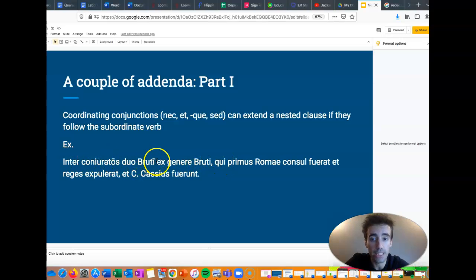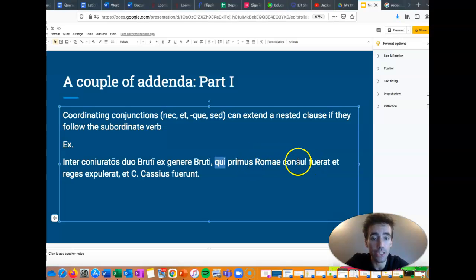So among the conspirators, two Brutuses from the family of Brutus, who, subordinate clause, had been the first consul of Rome. And so that ends, after following the verb that I would have expected to end this subordinate clause, because there's an et after that verb, I know that actually the subordinate clause keeps going. So I'm going to find out more about the family of the Brutus who had been the first consul of Rome and who had expelled the kings of Rome, implied. So I know that the qui is working with both fuerat and expulerat because the et follows the next verb. And then that this part of the sentence would go with the main clause.